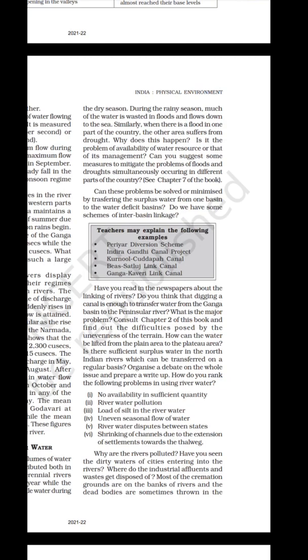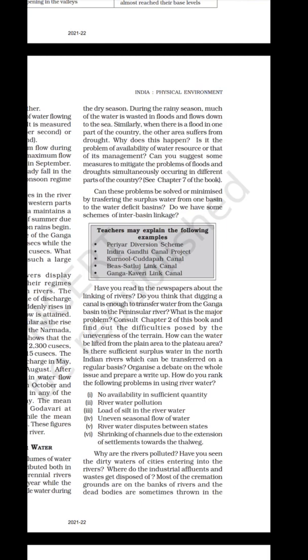Teachers may explain the following examples: Periyar Diversion Scheme, Indira Gandhi Canal Project, Kurnool-Kadapa Canal, Beas-Sutlej Link Canal, Ganga-Kaveri Link Canal. Have you read in the newspaper about the linking of rivers? Do you think that digging a canal is enough to transfer water from the Ganga basin to the Peninsular rivers? What is the major problem? Consult Chapter 2 of this book and find out the difficulties posed by the unevenness of the terrain.